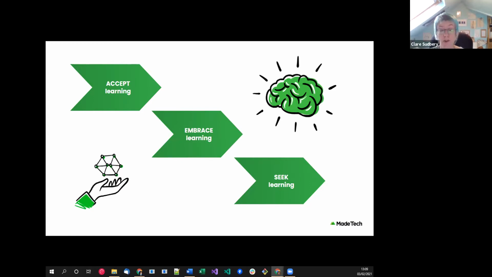But not only will you attract new people and good people who want to learn, but also you'll improve the people you already have. They will become better at what they're doing. They'll become more effective. And therefore you as an organization will grow.